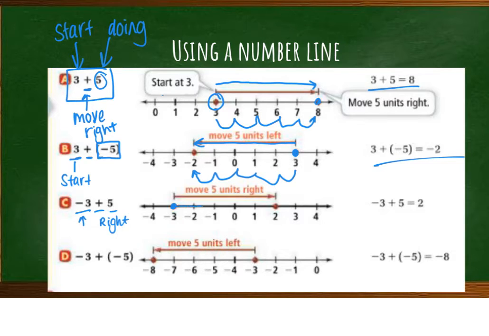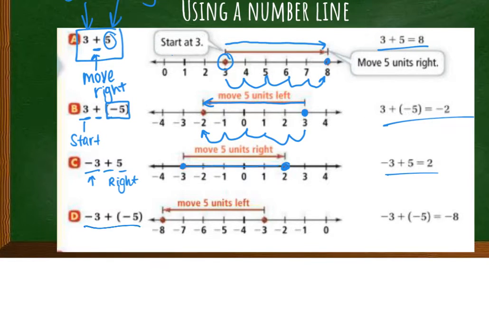So 1, 2, 3, 4, 5, and we end up at 2. Negative 3 plus 5 equals 2. And last one, we've got negative 3, which is our start. We've got a plus, but then also a minus.